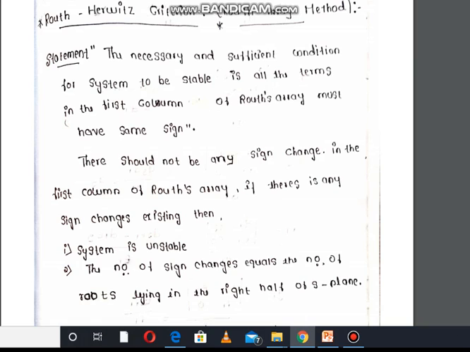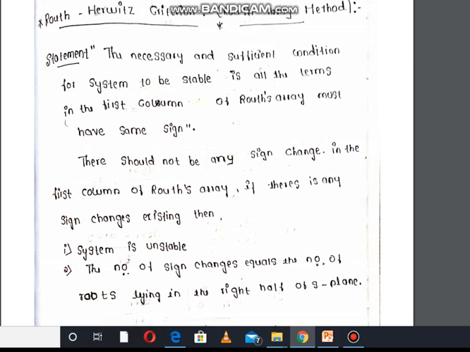In this video, we will discuss the Routh-Hurwitz criterion, or Routh array method. This is one of the types to find out the stability of the control system.